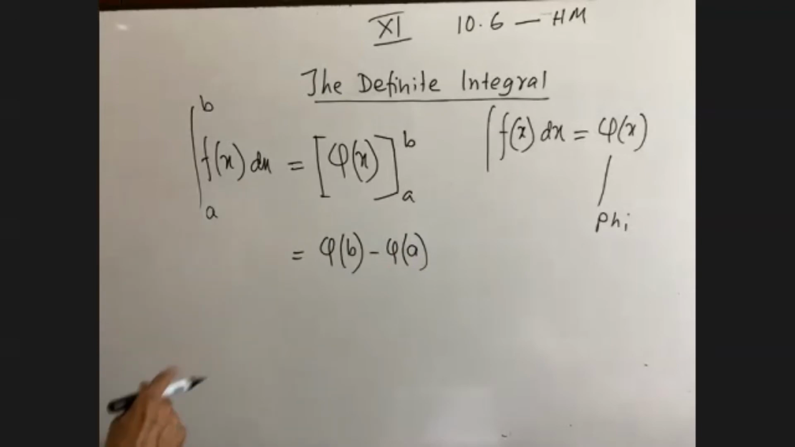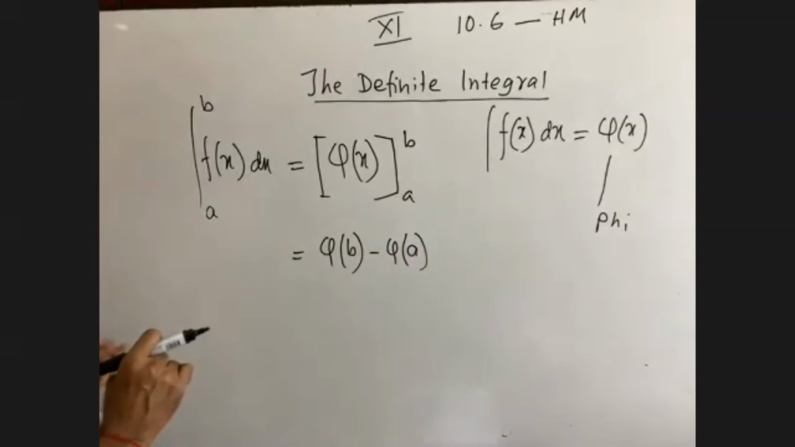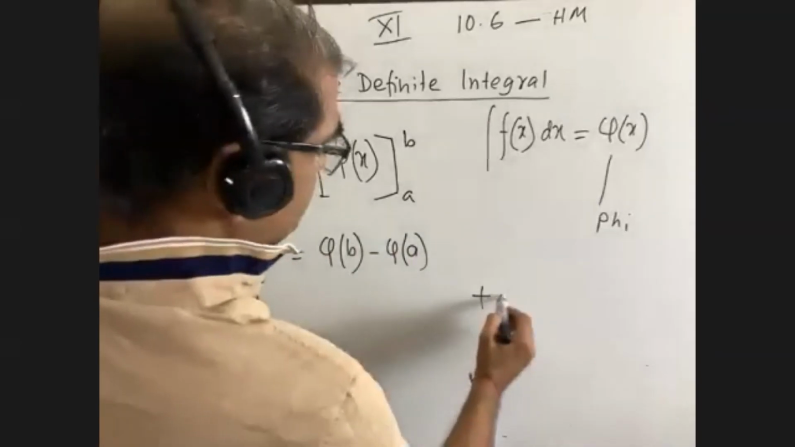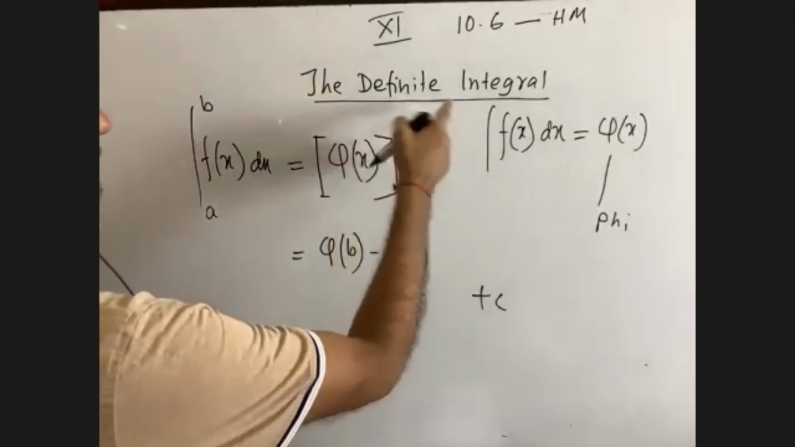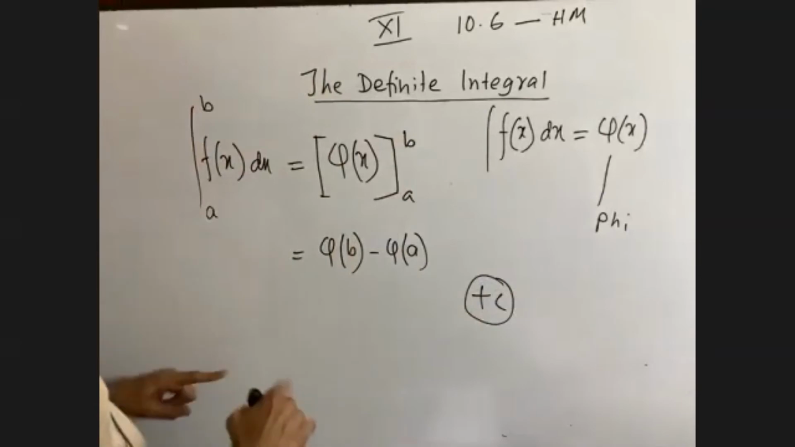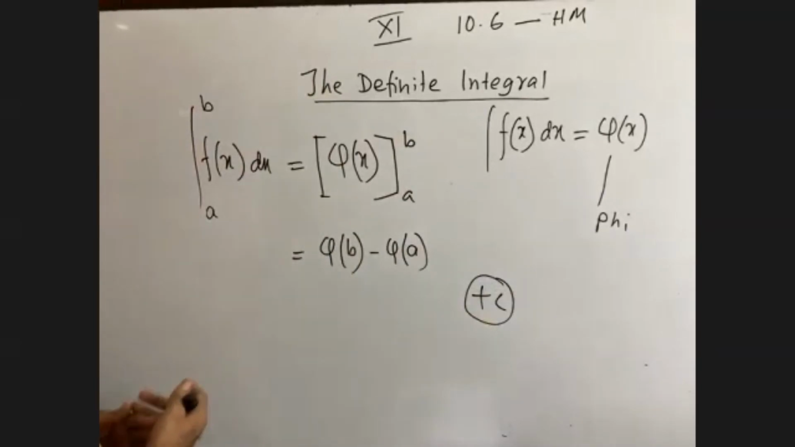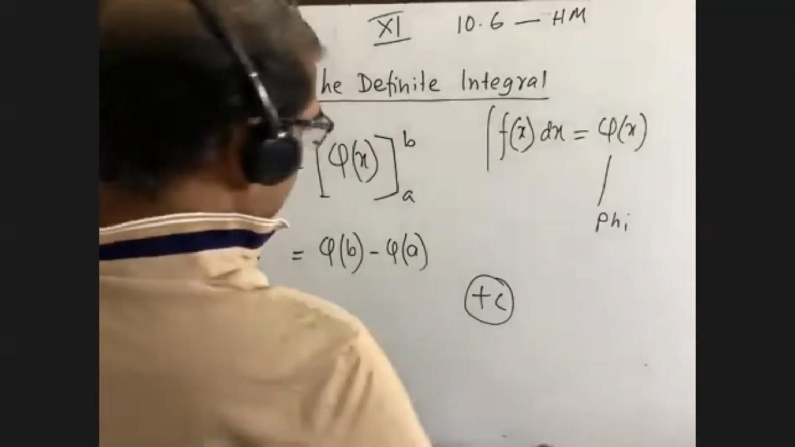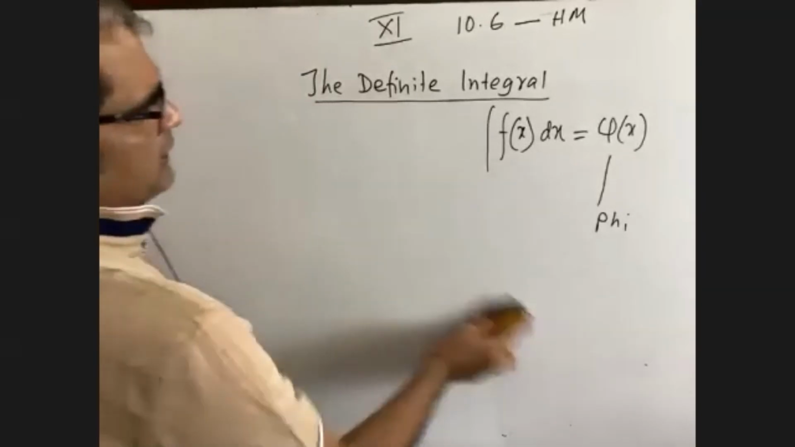In the definite integral, we don't have any constant value. I mean, we don't have any plus c. Everywhere in the indefinite integral, we used to write plus c. Can you remember? Everywhere we used to write this plus c, at the end of every problem. But here we don't have any constant because it is independent of the constant. I'm going to discuss it again.